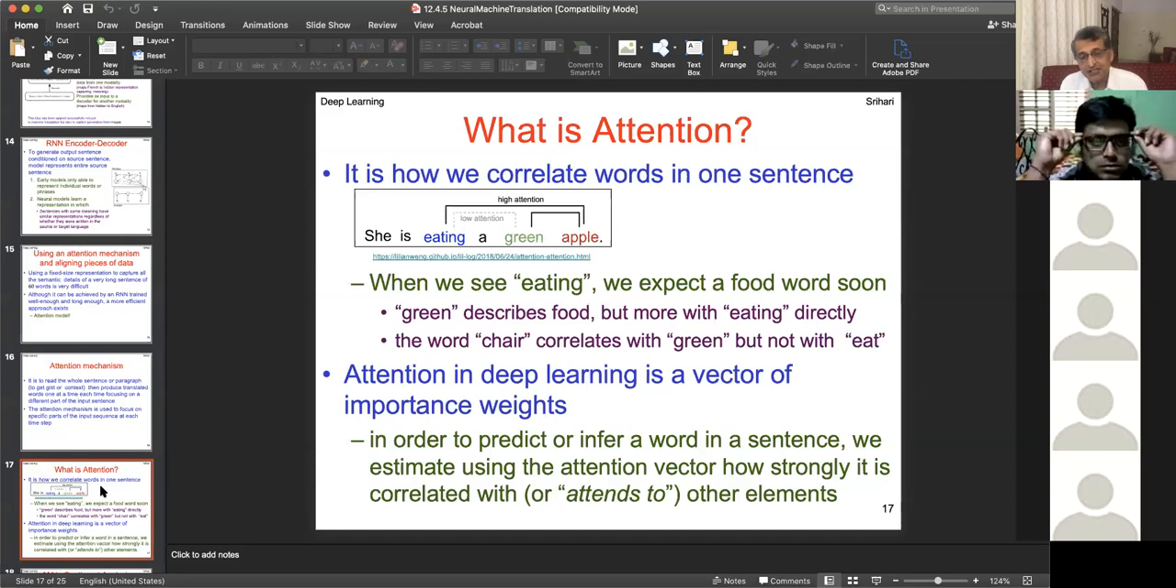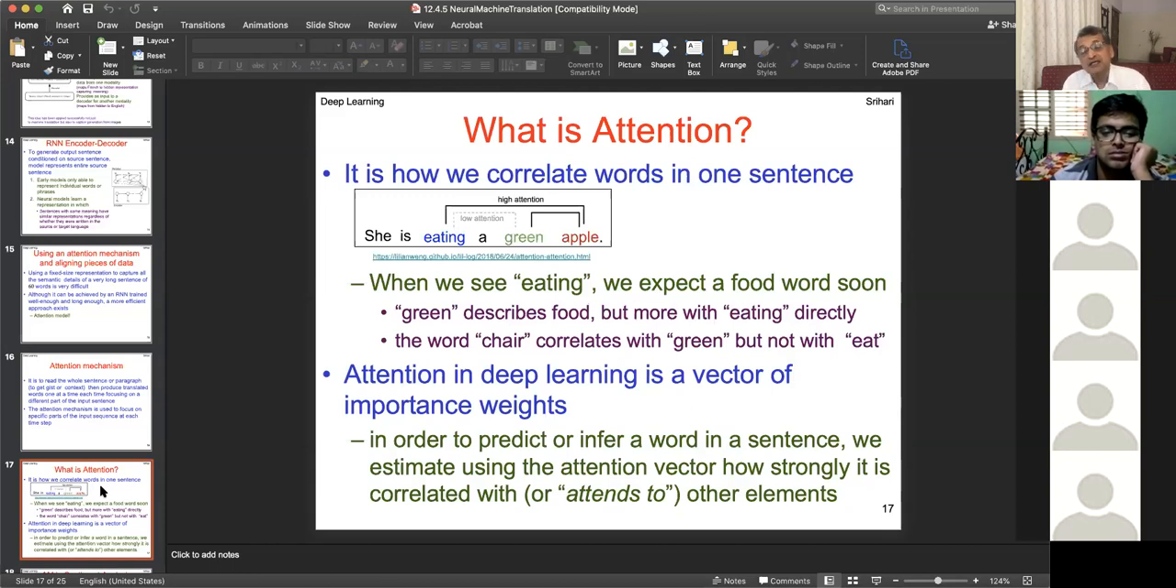So there is a differential amount of attention going on here. We say attention in deep learning is a vector of importance weights. In order to predict or infer a word in a sentence, we estimate, using the attention vector, how strongly it is correlated with or attends to other elements. The last word is being attended to more by "eating" than by "green." So the attention between words is not all equal. It is specified by this concept of attention.